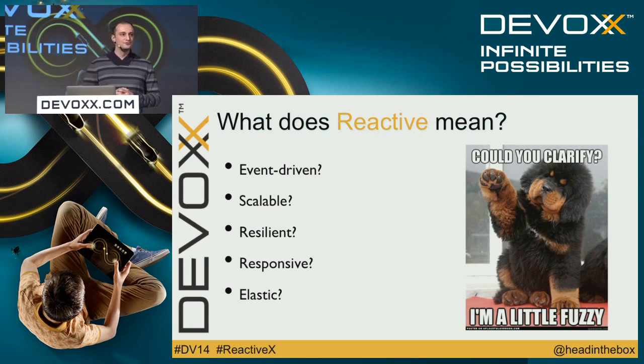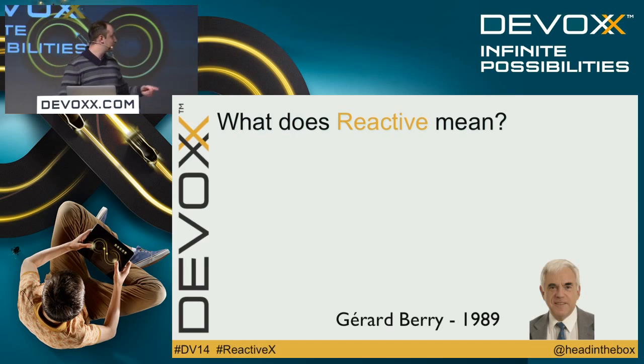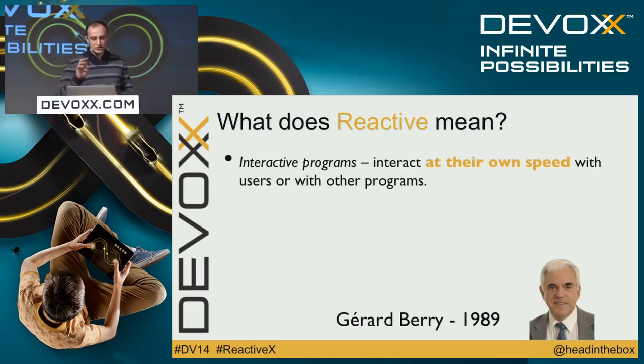So we turn to some smart people. Apparently, in 1989, when I was 2 years old, a smart man called Gerard Berry formulated a distinction between several types of programs. Namely, he mentioned there are interactive programs. Interactive programs are programs that maintain a continuous interaction with their environment, which can be users or programs or whatever. And they maintain this interaction at their own speed. So the speed of operation is really determined by the program itself.